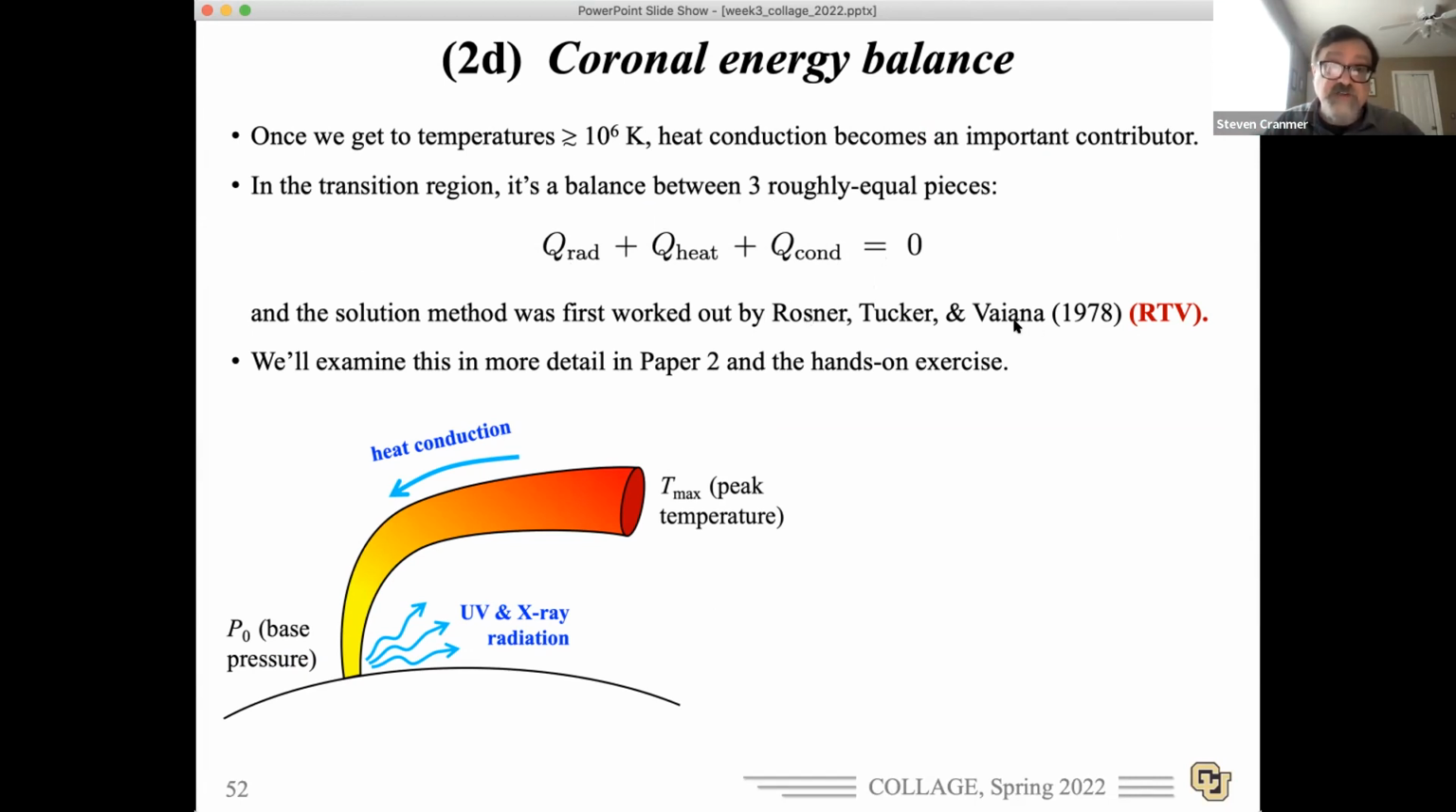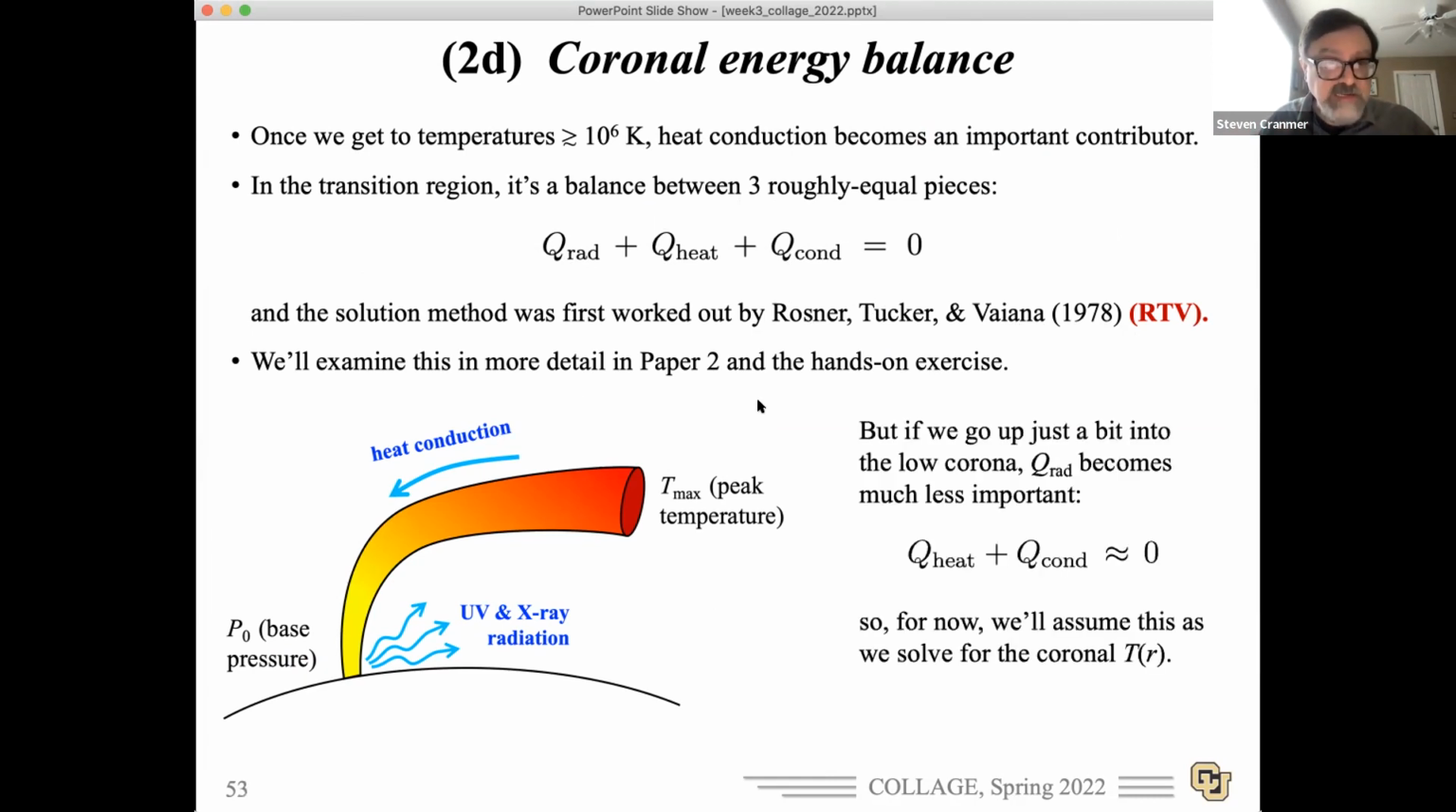This is what Rosner, Tucker, and Vaiana worked out in 1978, and what Martens developed further in his 2010 paper. And we'll solve this as we go. But what I'd like to do just in the lecture notes is step through a slightly simpler version of it for now, because once you go up a little bit from the base of the corona, it turns out that the radiation is no longer that important, because remember, the radiation had a rho squared times that lambda function. And as you go up, the density is dropping.